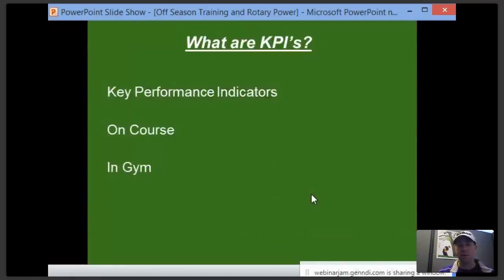So KPIs, key performance indicators. We're going to start with those because those ultimately drive your training program in the gym and what you should be doing for your on-course work, whether it's getting fit from an equipment standpoint, or maybe technically trying to make some changes. In regards to those two elements, the only reason you would ever want to do those is if you know it's going to directly impact your performance.